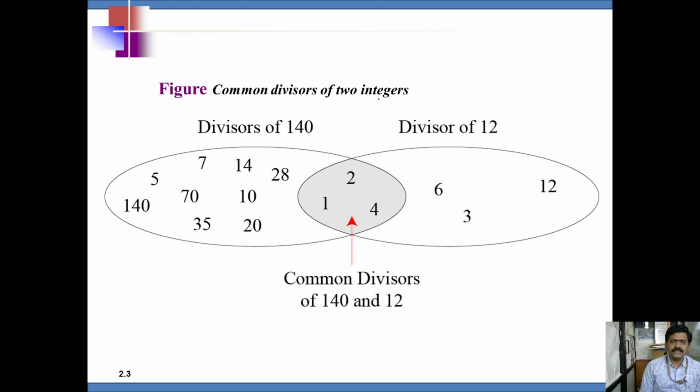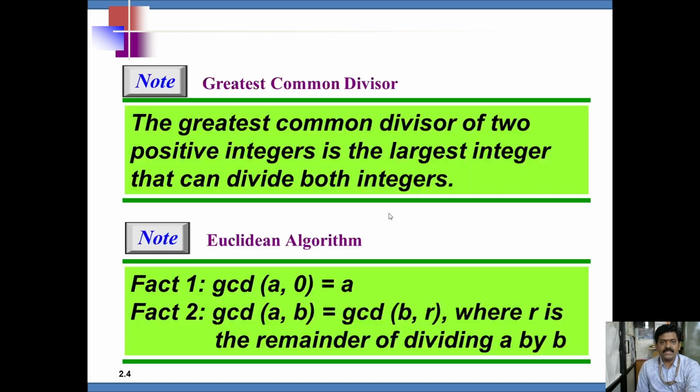We all know that given any two integers, when we have the divisors of these two integers, we are looking for common integers, and among them we are looking for the greatest common number, the greatest common divisor, GCD. So how do we get that? The GCD of any two positive integers is nothing but the largest integer which can divide both these integers.